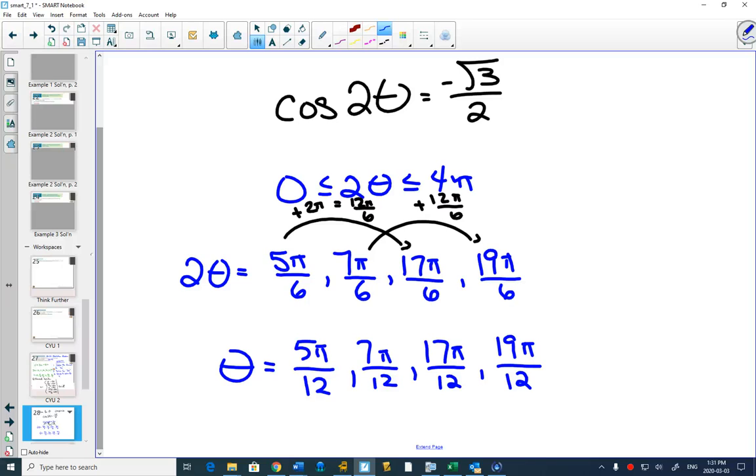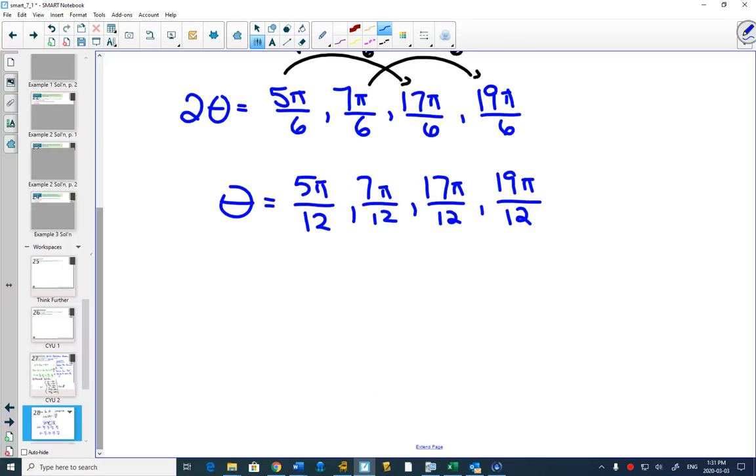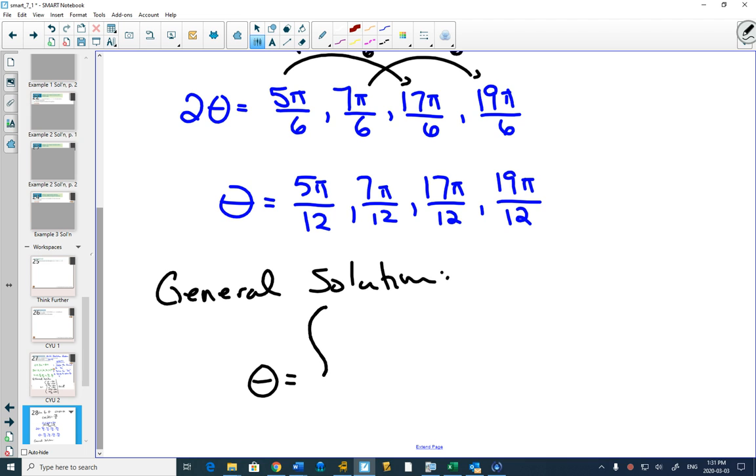Now, if the question said, what's the general solution? You could take those 4 answers and add 2k pi to each of them.